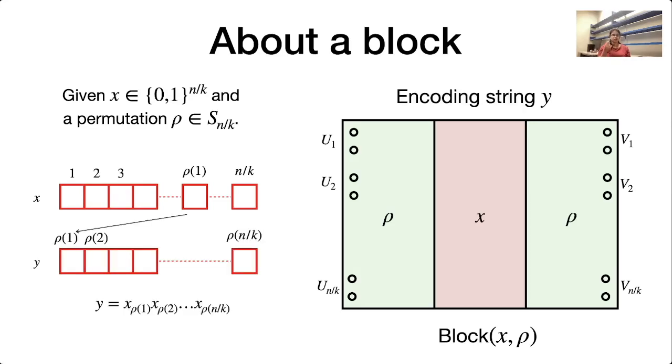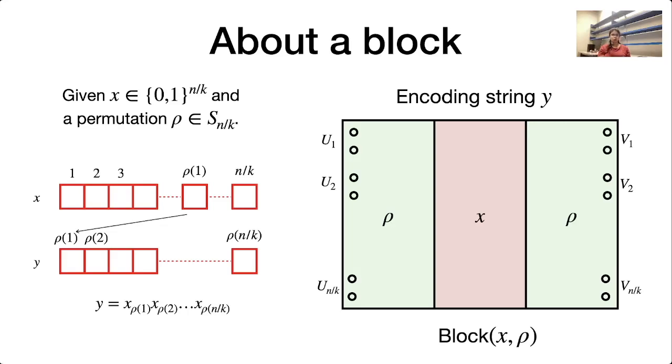We're going to use rho to permute x. What do I mean by that? We're going to have a new string y where in its first position we're going to have the bit which appears in position rho of 1 of x. In its second position we're going to have the bit which appears in position rho of 2. And this is going to go on all the way to the last position, rho of n over k. So this new string y is also a string of length n over k and is just x permuted according to rho.